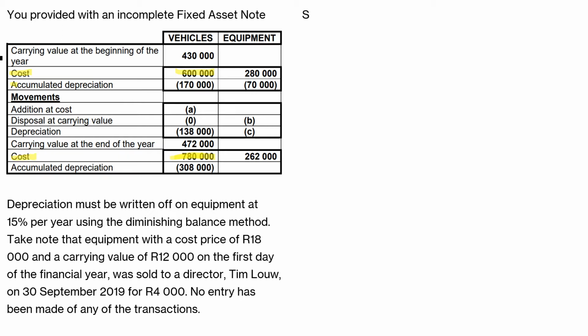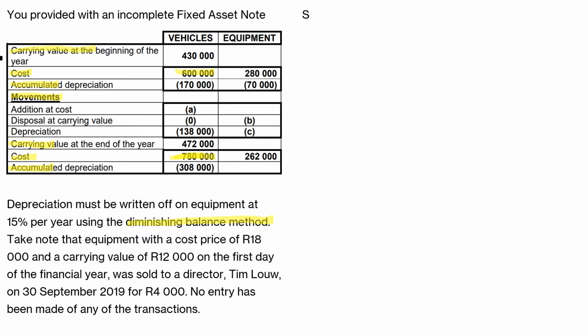Same applies. This accumulated depreciation at the top is the opening, that means on the first day of the financial year, and this accumulated depreciation here is at the end. So we've got opening and closing balances. Then in the middle, we have what you call movements. Same applies: this carrying value is at the beginning, and this carrying value is at the end of the year, right? So the adjustment says here that depreciation must be written off on equipment at 15% per year using the diminishing balance method, which is very key.